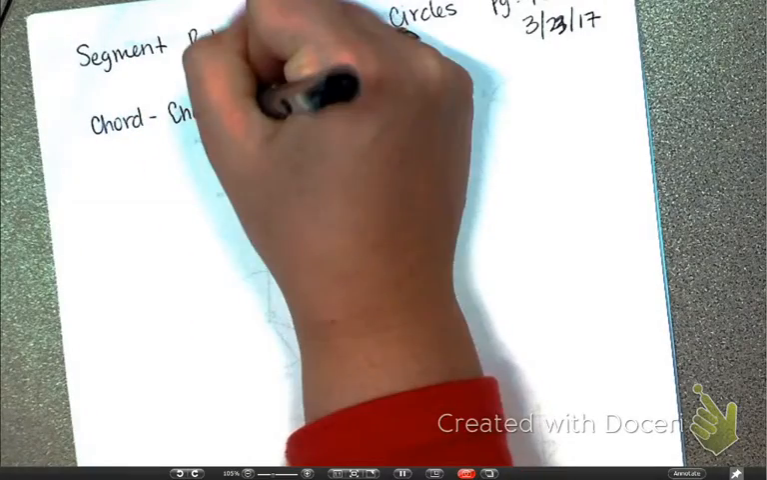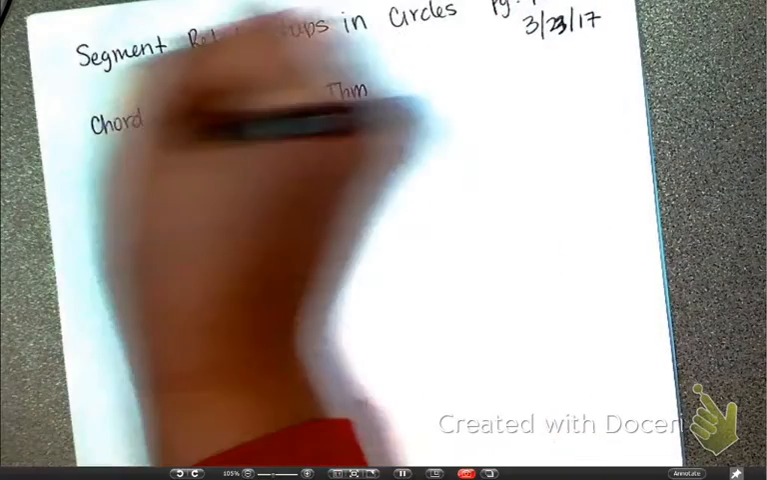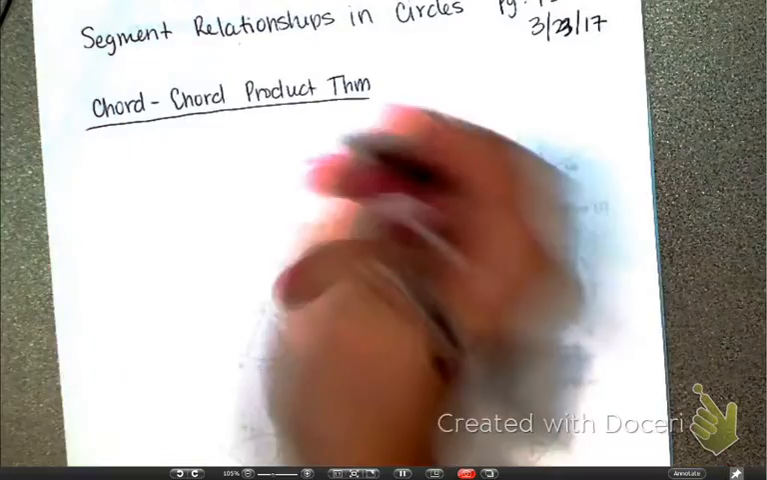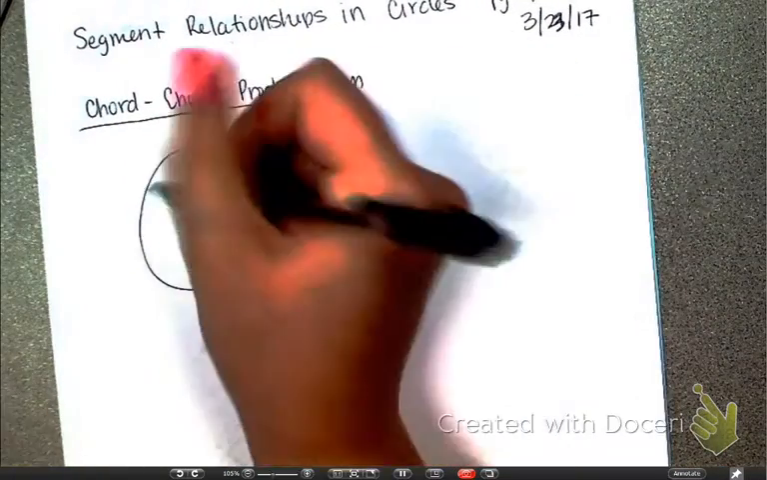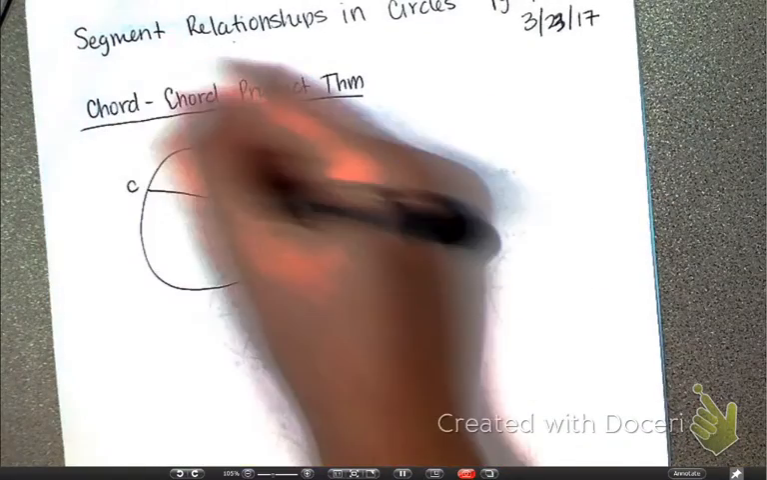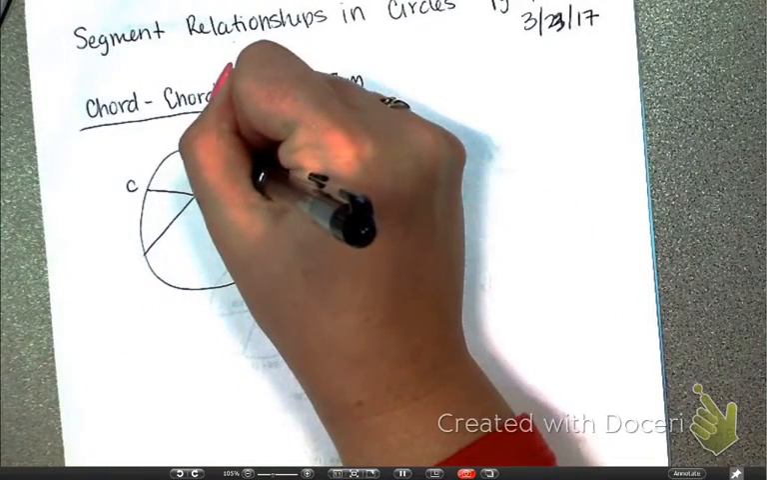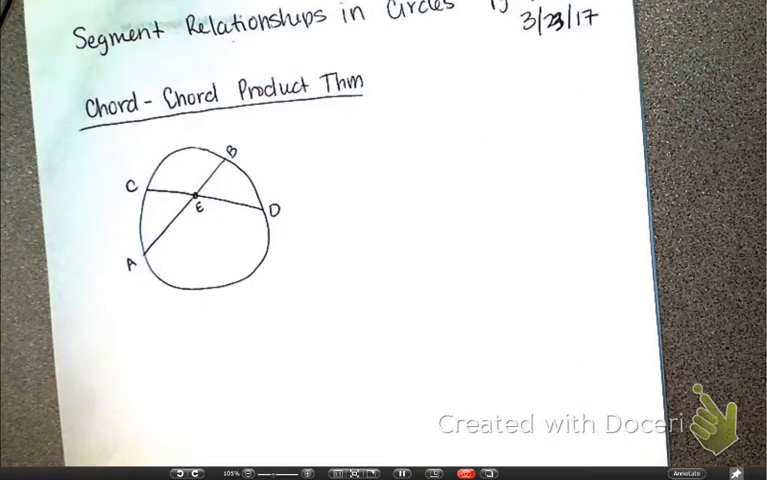So we have something called the chord product theorem. Okay, so we're going to deal with two chords, and what does product mean? Multiply, right? Multiplication. So the chord product theorem. So let's start by drawing a circle. And we're going to draw chord CD and draw chord AB, and they are going to intersect at point E.